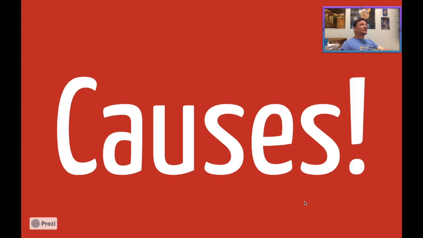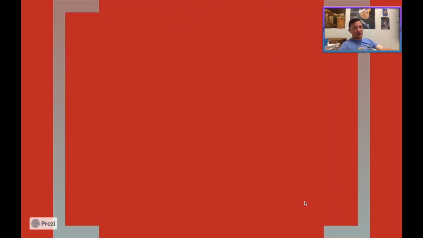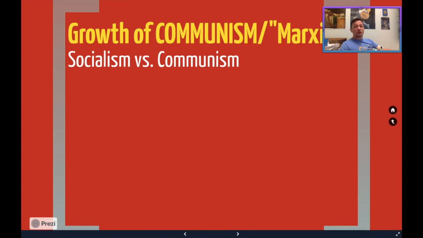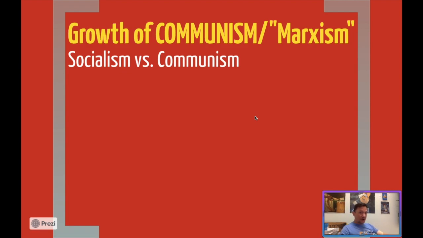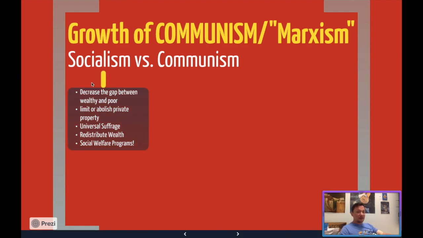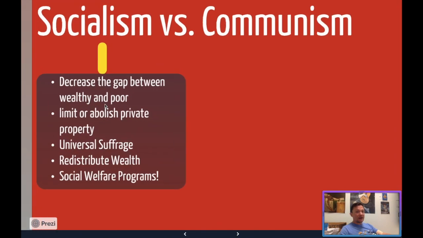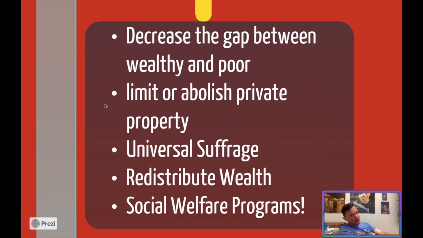So the big thing that we have to understand, starting off with the causes of the Russian Revolution, is that number one is the growth of communism, right? The growth of communism doctrine, and also the idea known as Marxism, right? Now, you don't need to write down the socialism part, right? You have to understand that we've talked about socialism already, okay?